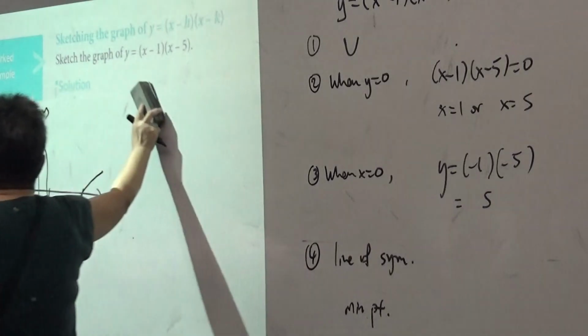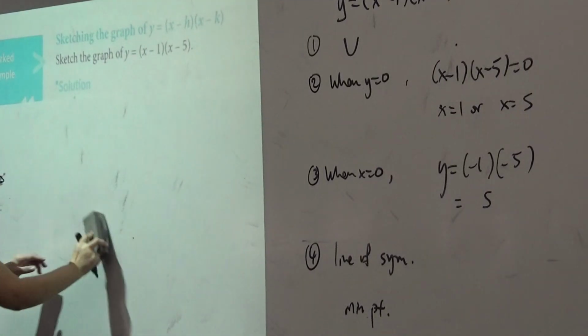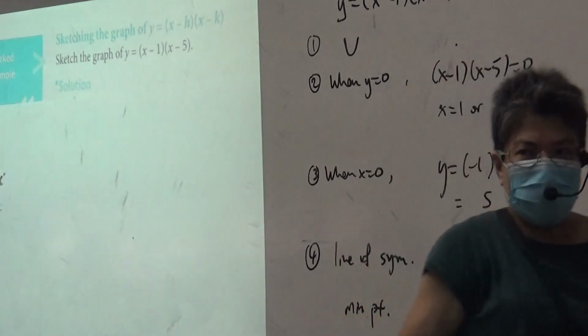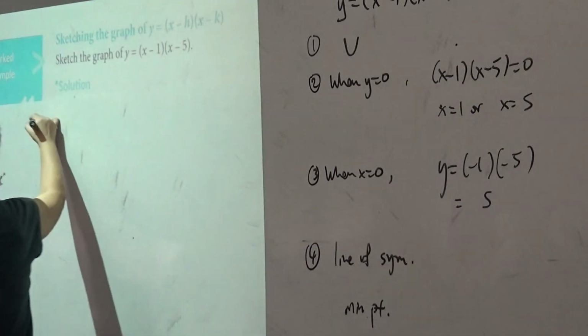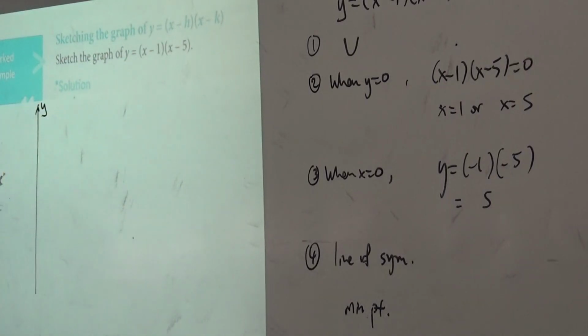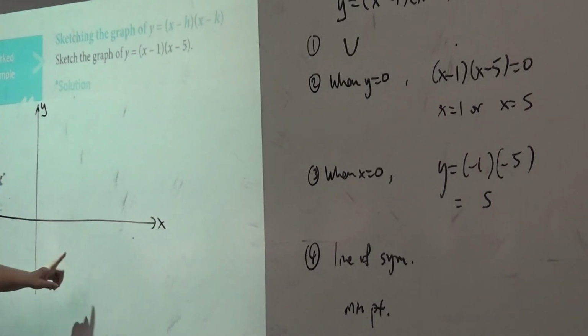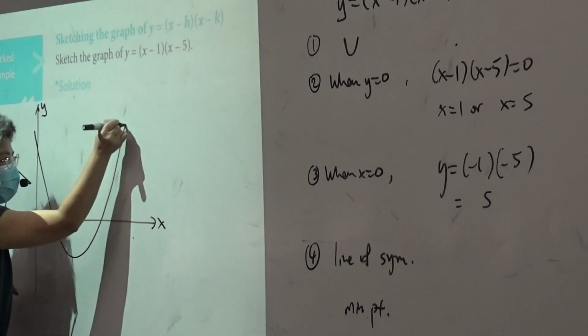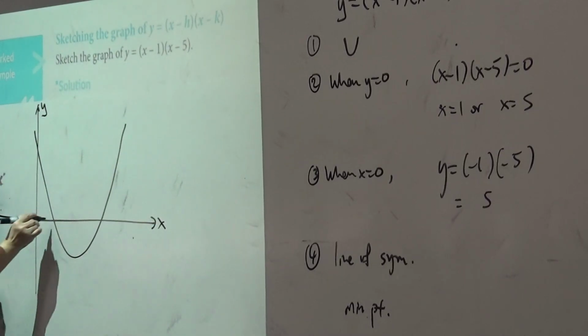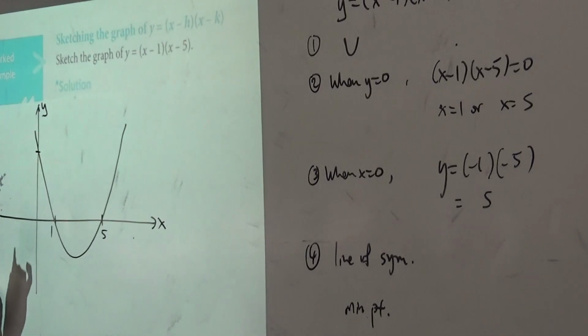Now you look at the x-intercepts. Can all of you look at the x-intercepts? What are they? 1 and 5. Okay, so first thing you must have is the y-axis, must label y. Then you must have x, right? That means it will cut the axis, it will go like that, correct? Yes. What will this one be? 1. What will this one be? 5.